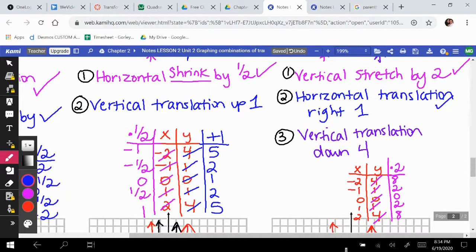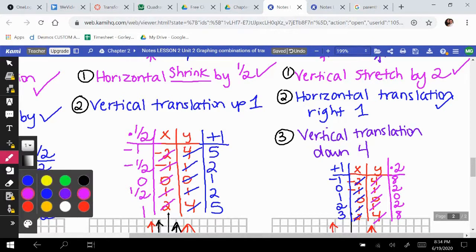It's horizontal, so I'm going to change all the x values. I'm going to add 1 to them. Negative 2 plus 1 is negative 1. Negative 1 plus 1 is 0. 0 plus 1 is 1. 1 plus 1 is 2. And 2 plus 1 is 3. Okay, so that's done. And then I have a vertical translation, down 4.